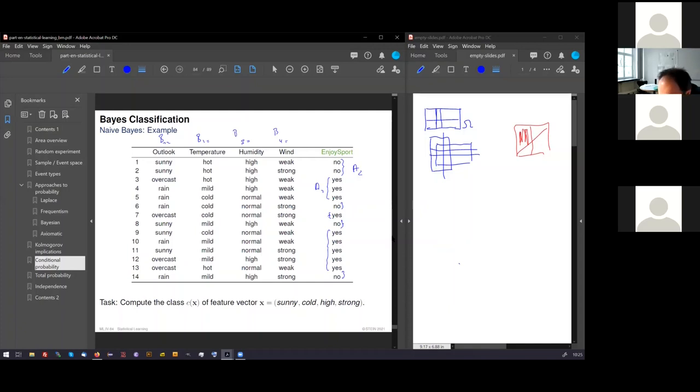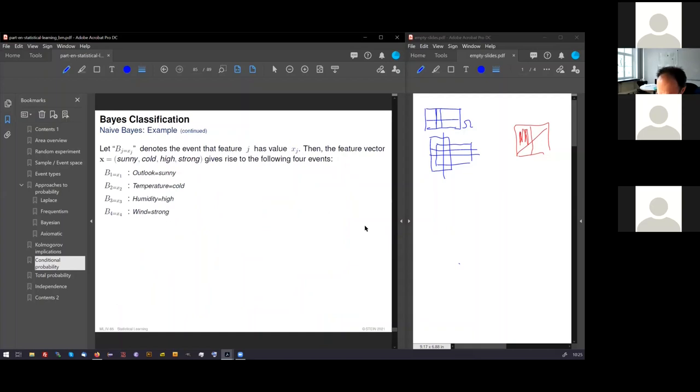And we are now giving the task: here is a feature vector, and we want to find out what is its class, enjoys sport or not. I have encoded the conditional events, the B events, as B_j = x_j, which means outlook is sunny, meaning in the first dimension I have the value x1 is sunny. This is only a notation to write this down. B_j = x_j denotes the event that feature j has value x_j.